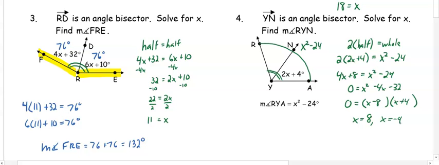Now, when I put 8 into both angles, 8 squared minus 24, and 2 times 8 plus 4 is positive. When I put in negative 4, 2 times negative 4 plus 4 is negative, so that answer is out. Then we want to find angle RYN. Remember that RYN is also a half angle, so it's the same as AYN. It's also 2x plus 4. And we know x, so we can find the measure of angle RYN.